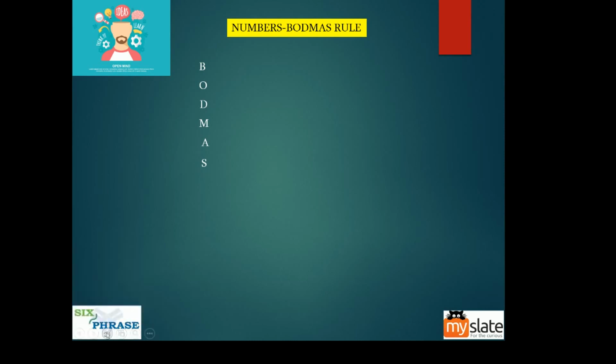There is a specific reason why we write it in this order. It is because you have to perform operations in this order from top to bottom. So first we should do B, then O, then D, then M, then A, then S. We'll see what those letters actually mean. So B represents brackets. There are 3 types of brackets. We'll see all those things. This is a very ugly drawing of the brackets. You will see a more perfect drawing in the next slide.